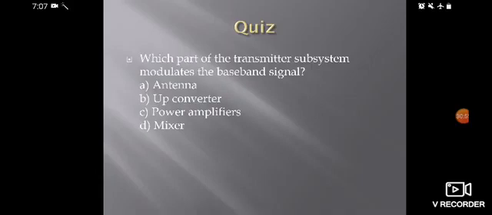Which part of the transmitter subsystem modulates the baseband signal? The first option is antenna, the second is up converter, the third is power amplifier, and the fourth is mixer. What is the part of the transmitter subsystem which will be modulating the baseband signal? That is the up converter. In our transmitter subsystem, the baseband signal is modulated by the up converter. This is the answer.